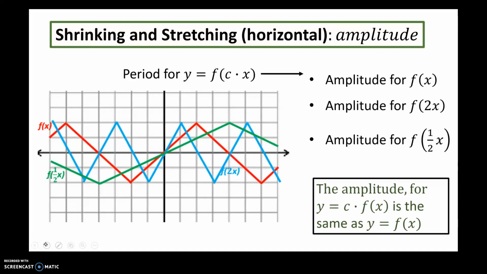Okay, now notice here, if I'm moving my x values, not my y values, my amplitude isn't affected at all. So the amplitude, the max minus the min, stays the same if only a horizontal stretch or shrink was performed. Okay, and there are your notes in there. The amplitude is the same. Oh, we got to fix this. The amplitude for f of c times x is the same as y equals f of x.